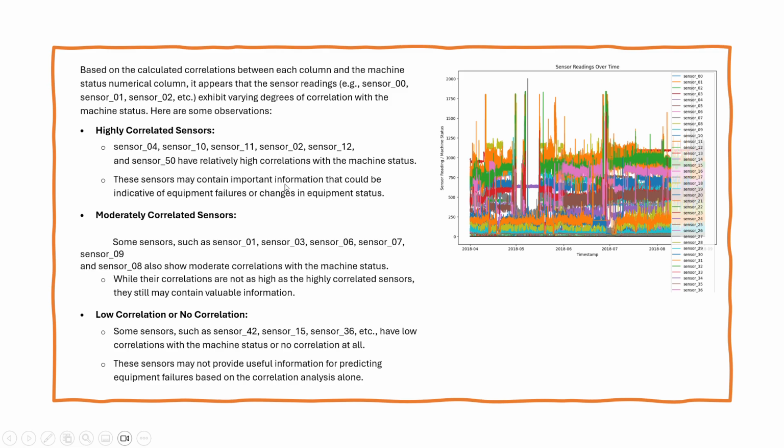Based on those calculations, between each column and the mission status, we have the sensor ratings, which have different degrees of correlation. If you see, the highly correlated sensors are 4, 10, 11, 12 and 50, and we also have the moderately correlated sensors, and the low or no correlation sensors.